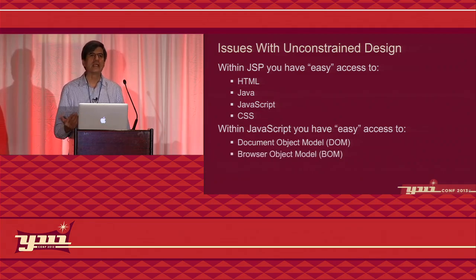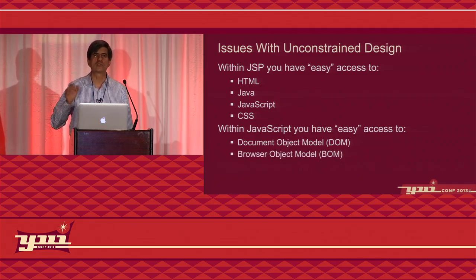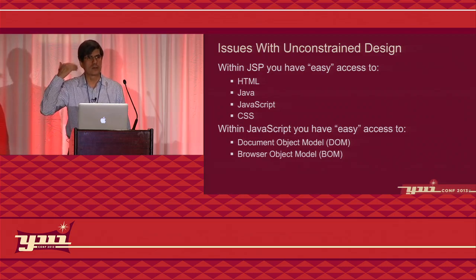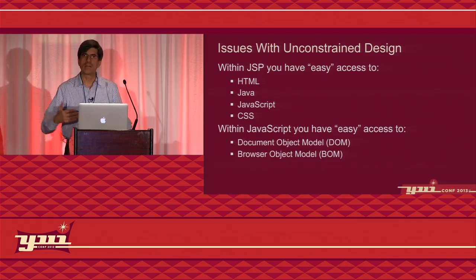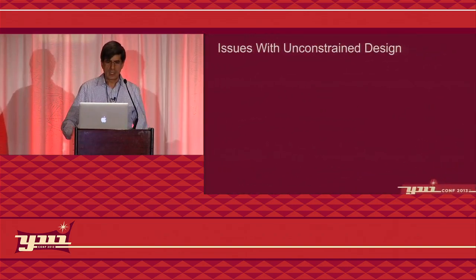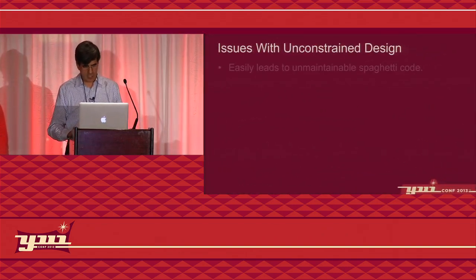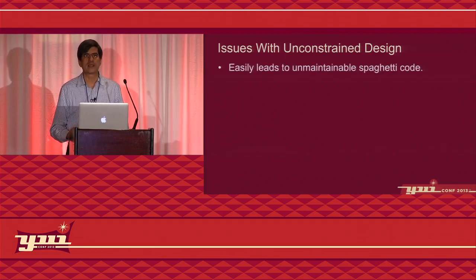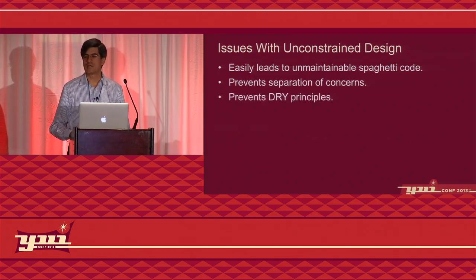So it's super easy to write JavaScript and then you say document.something or window.something and you don't even think much about it, but boom, you are marrying two pieces that maybe you shouldn't be marrying at that particular point in time. So we have to be very careful with the constraint design because it leads to unmaintainable spaghetti code very quickly, very easily, which we all know prevents separation of concerns, and it prevents SOLID principles.